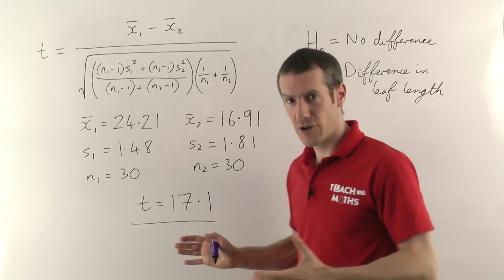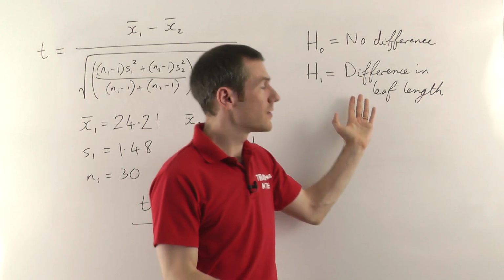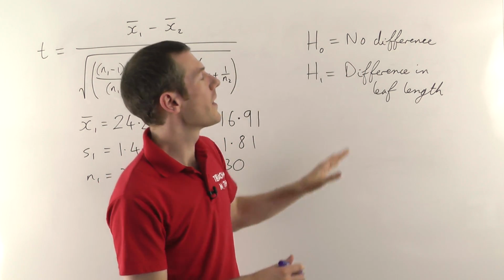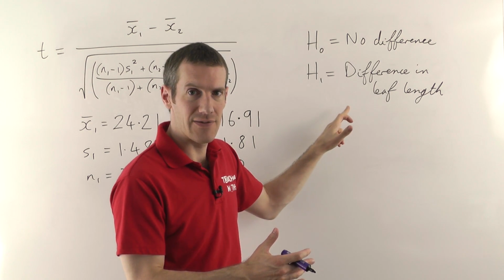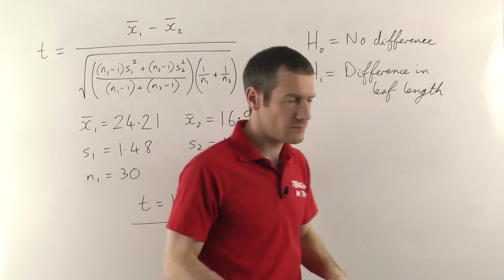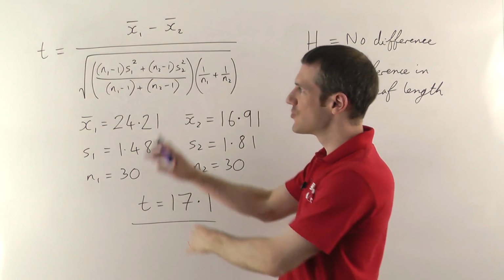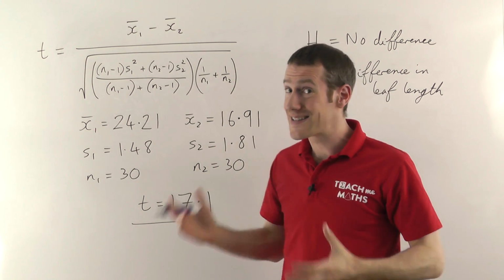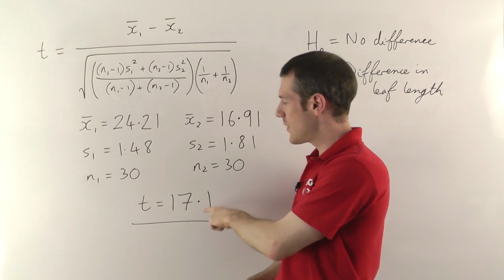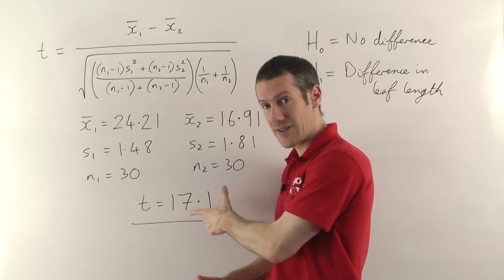So how do we draw a conclusion? How do we compare that with our hypotheses here? And with what confidence can we say that there is a difference between the leaf length? Well, in order to do that, I'm going to try and draw a t-distribution for you and explain why it's two-tailed and how we draw conclusions using this value of 17.1.